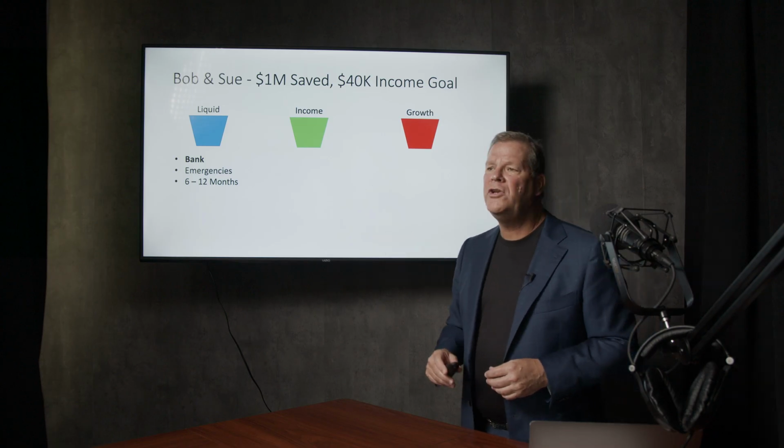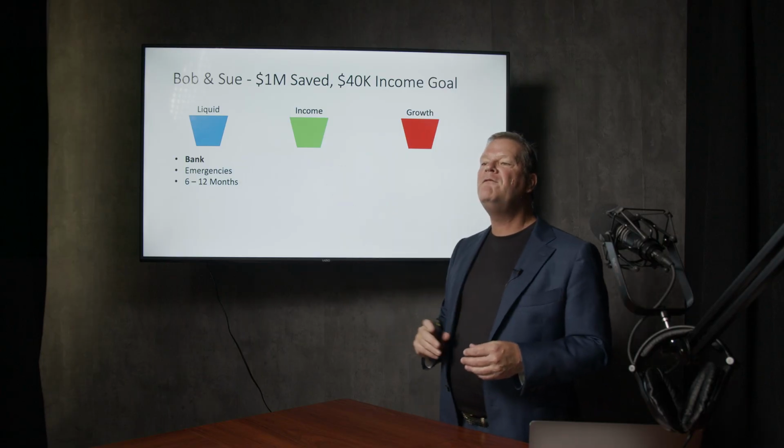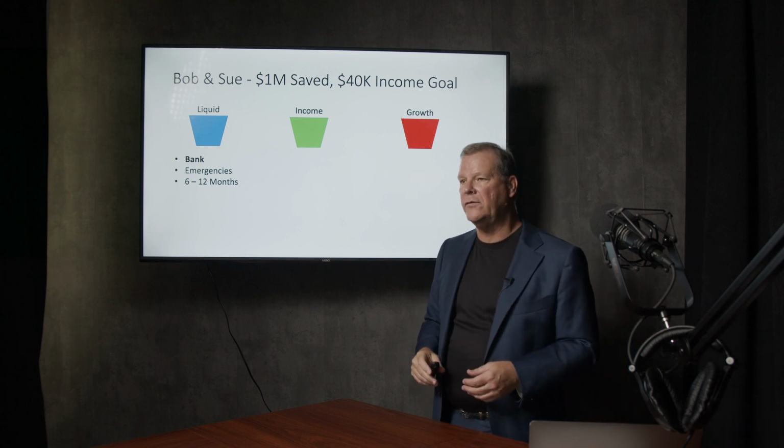I'm just going to tell you that when you're in retirement, you probably want more than that. A good rule of thumb we've found is that somewhere between 6 and 12 months seems to make the most sense. The rest of your money, though, your retirement assets, should really be segregated, if you will, between income-focused accounts and growth-focused accounts.